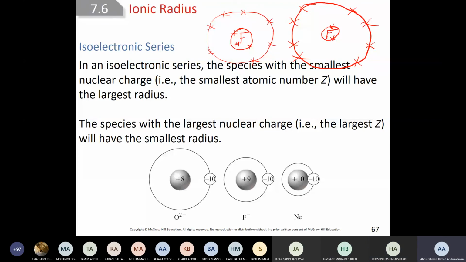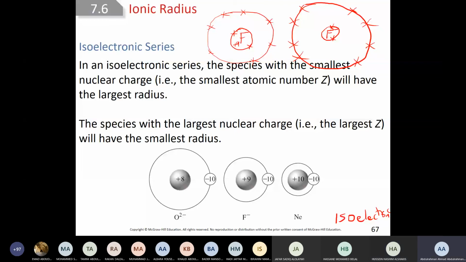Look at these three species: neon, F minus, and O2 minus. What is the property of these? These are isoelectronic. Why are they isoelectronic? The same electronic structure.